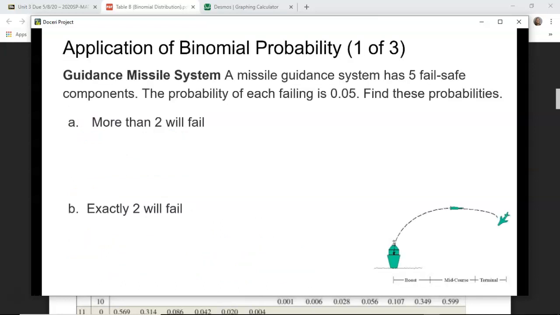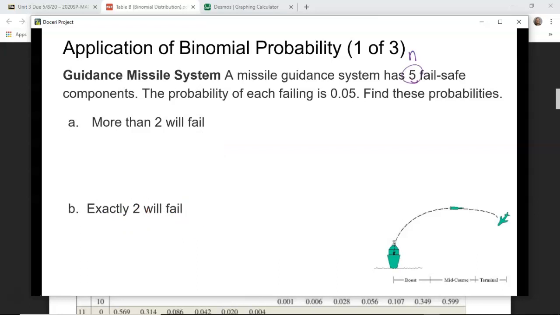So let's look at an application problem and see how we could utilize the table versus utilizing the formula. So in this particular problem, it says a missile guidance system has 5 fail-safe components. The probability of each failing is 0.05, and we want to find these probabilities. I want to know the probability that more than 2 of the components will fail, and then I want the probability that exactly 2 components will fail.